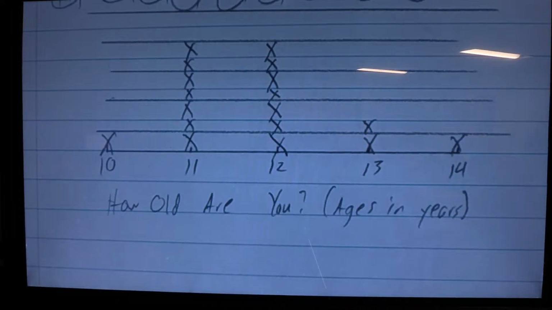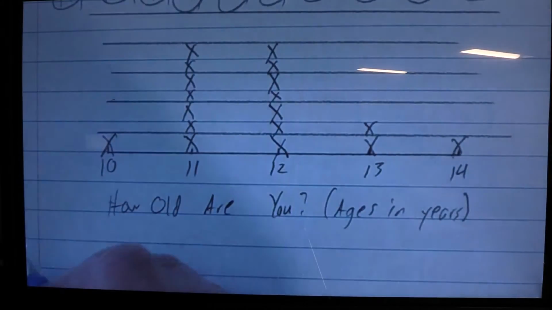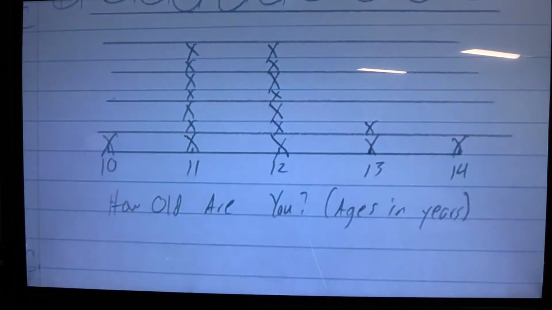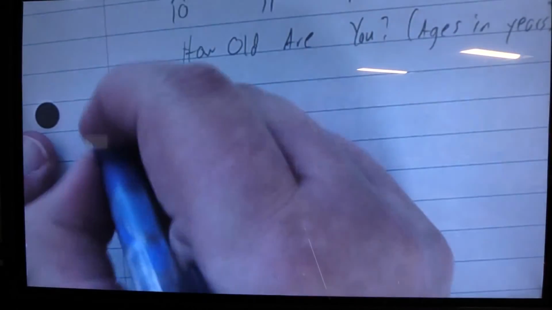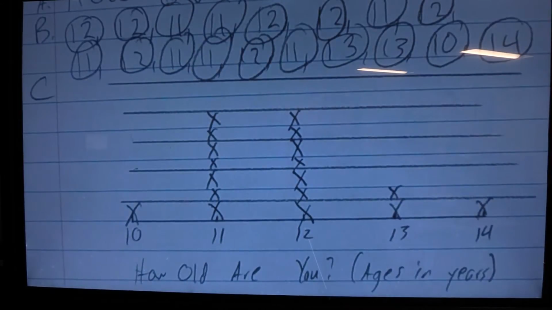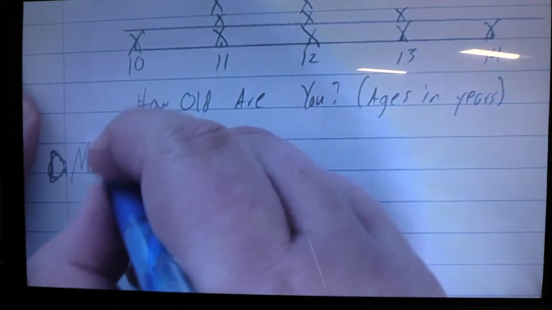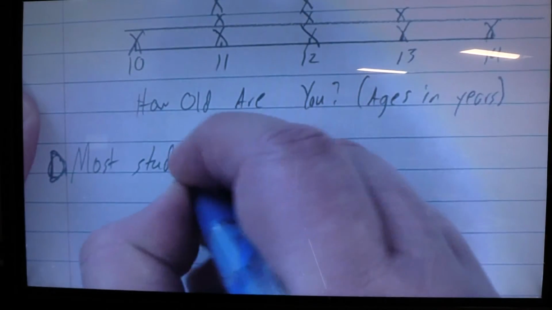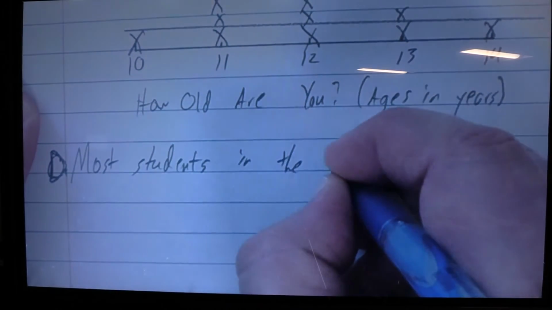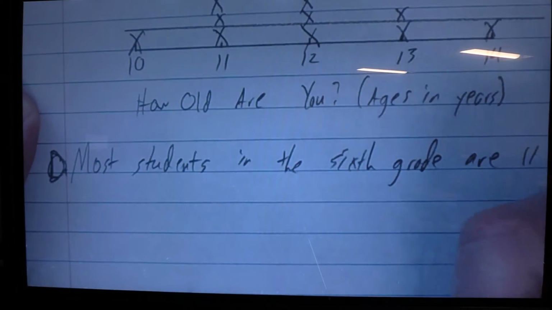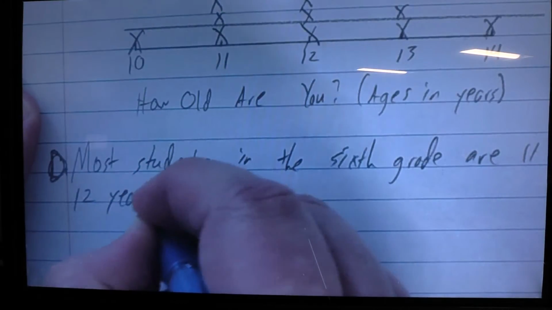And that brings me to my next part, which is C, drawing the dot plot. D is where I make my observation. And one of the observations that I can make in my dot plot is that most kids in the 6th grade are 11 and 12. So I can say most students in 6th grade are 11 and 12 years old.